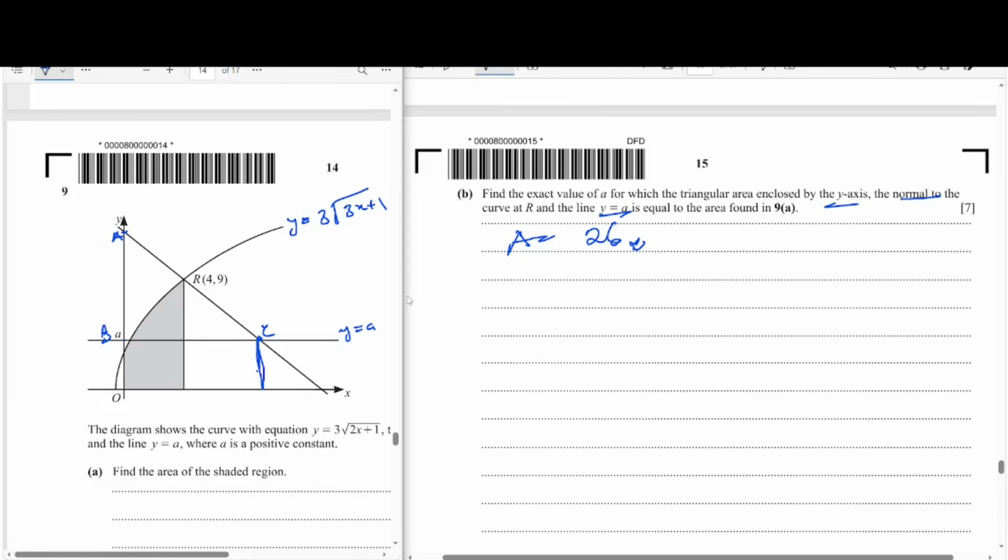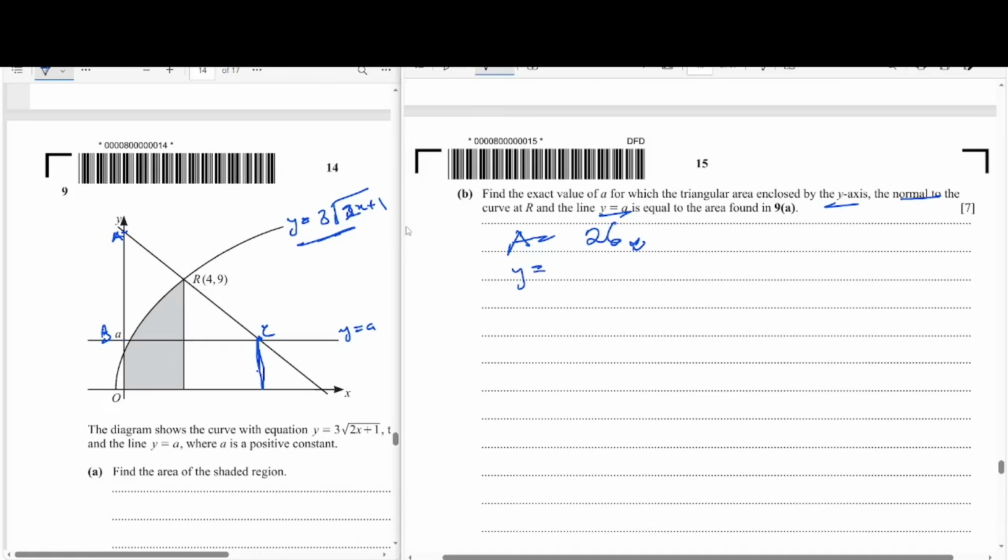So we start by finding the equation of the normal to the curve, and since we are finding the equation of a straight line, we need to find the gradient. Right, so we start from the curve y equals 3 into bracket 2x plus 1.